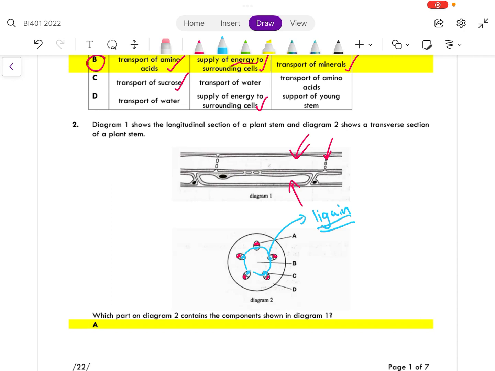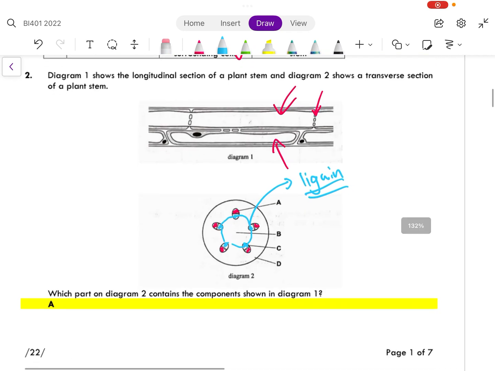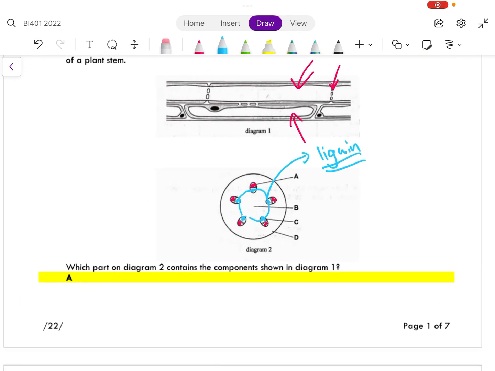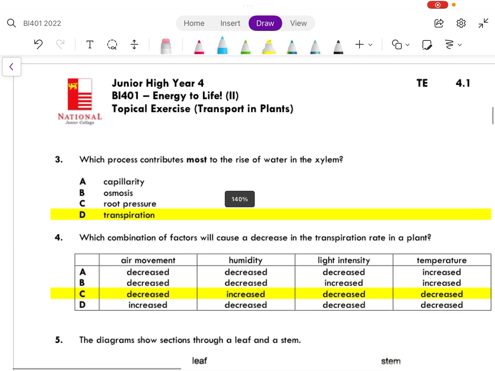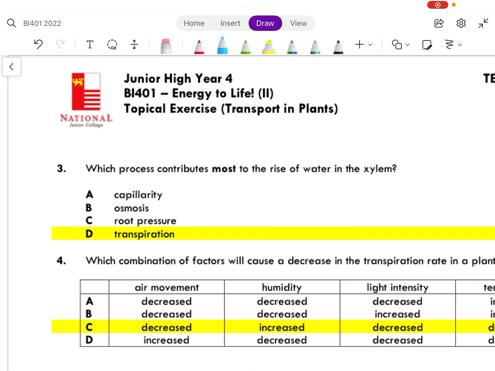Right, so that's what I think is the reason why xylem vessels are found on the inside, whereas phloem are found on the outside. Okay, so what's the answer? Answer is A. Phloem is found on the outside. Next, which process contributes most to the rise of water in the xylem? The answer is D, transpiration pull. The others are also important, except that transpiration pull is the most important.